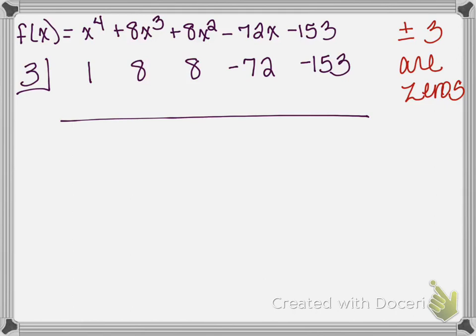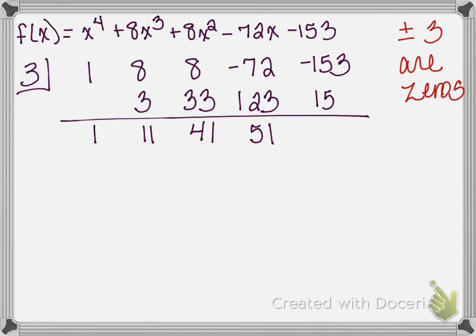So I'm going to bring down a 1. 3 times 1 is 3. 8 plus 3 is 11. 3 times 11 is 33. 8 plus 33 is 41. 3 times 41, is that 123? Somebody check that, please. Make sure. Okay? 123 and negative 72 is going to be positive 51. 3 times 51 is 153. Okay. So 3 is a 0.